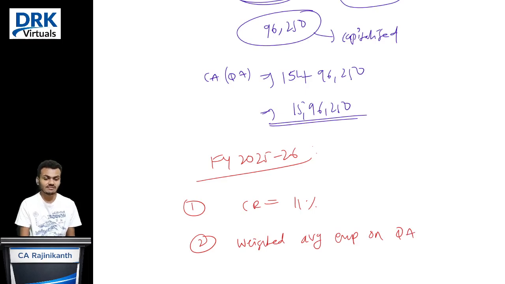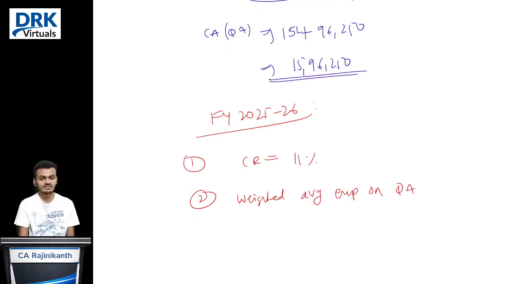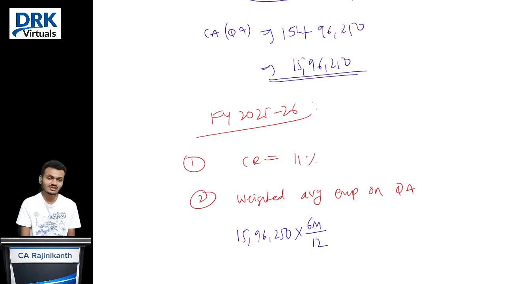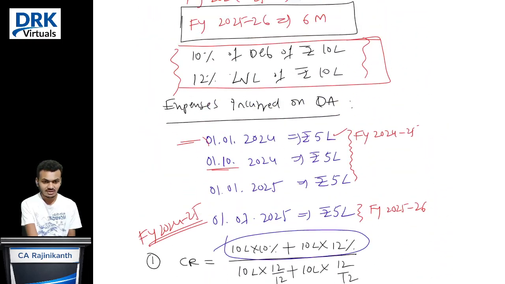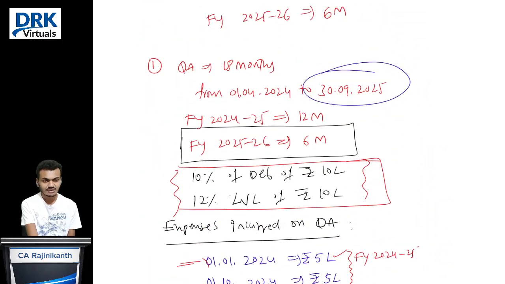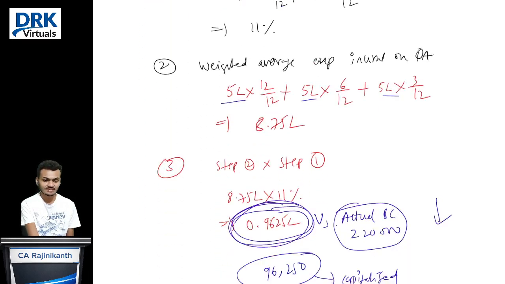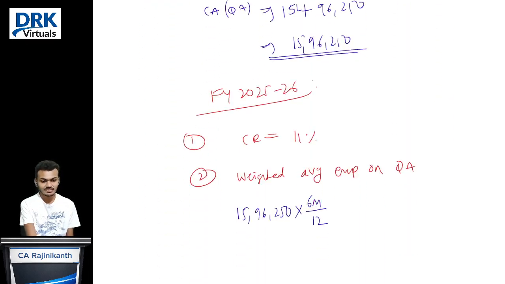You should be very careful on this step because we are in the second financial year. Firstly, we need to start with the opening balance 15 lakh 96,250. This construction is going to be completed on 30th September. It means 6 months outstanding. If construction takes the entire second financial year, we can take 12 by 12. In this case, construction is going to be completed on 30th September. It is only for 6 months, correct? So 6 by 12.